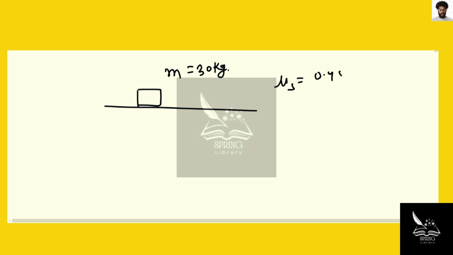In this problem, we have been given that there is a block of mass 30 kilogram which is lying on the surface that provides the static friction coefficient as 0.45 and kinetic friction coefficient as 0.25. So first we need to determine the minimum force that must be applied to this block so that this block starts moving.